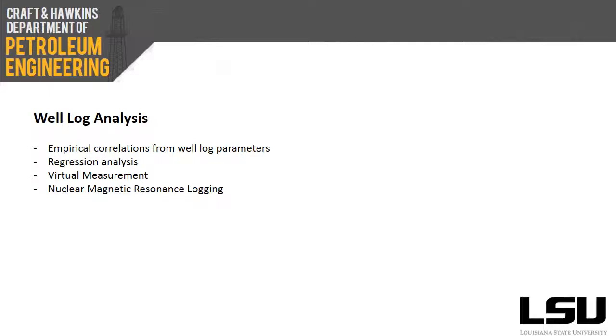Four methods are used for permeability estimation from well logs. These methods are empirical correlation from well log parameters, regression analysis, virtual measurements, and nuclear magnetic resonance logging.